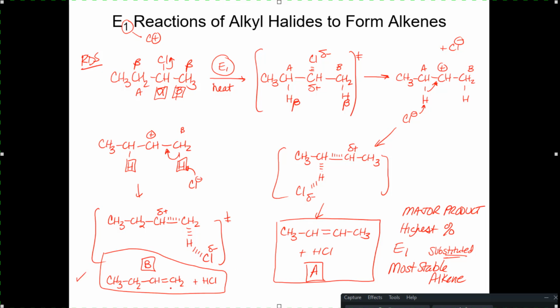Okay, how many alkyl groups are attached to this double bond? Well, there's 1, 2, 3 hydrogens, which means there's just one alkyl group. How about this double bond? How many alkyl groups? There's 2 hydrogens, which means there's 2 alkyl groups. Which one is the major product? A. A is the major product of this reaction because it is the more substituted, more stable alkene. Okay, so that's why we talked about that, because now we have to apply that to E1 rules.